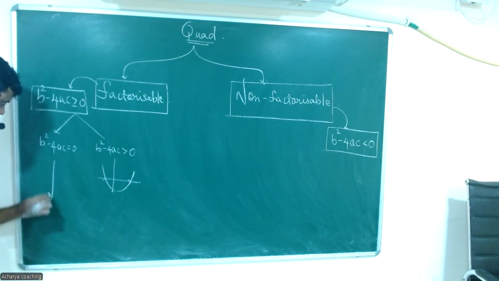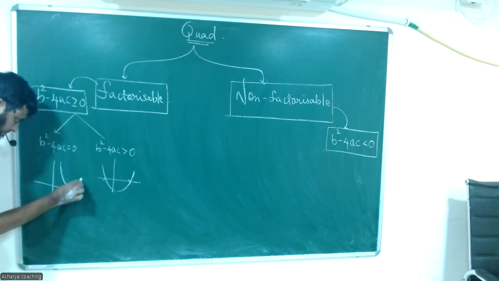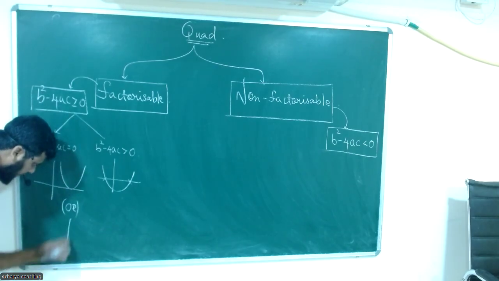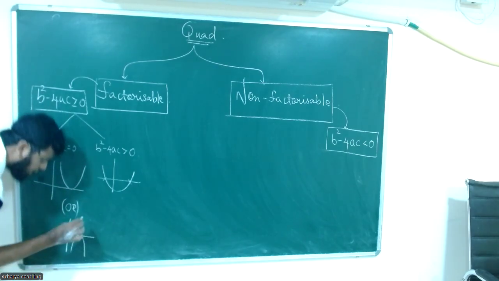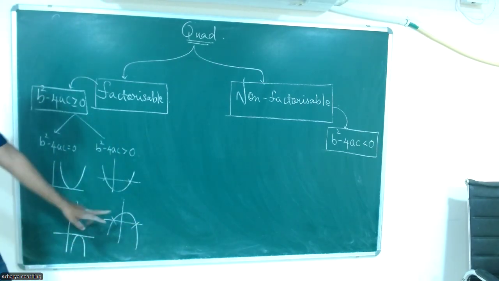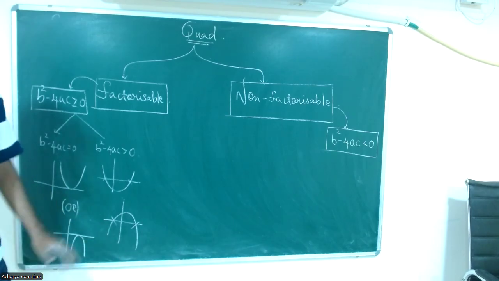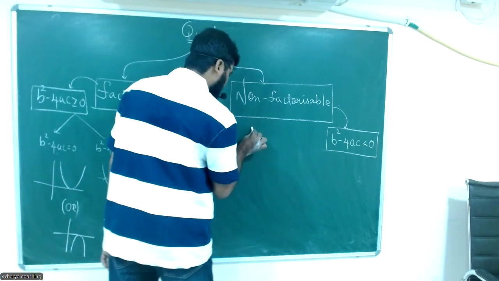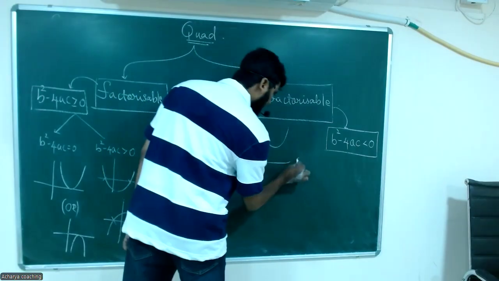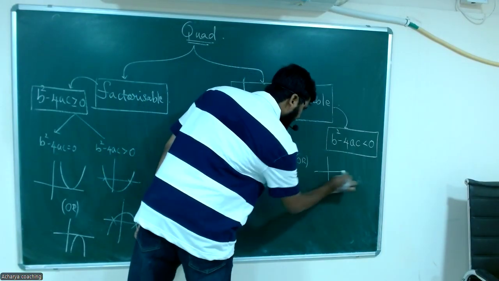So here, equal to 0 means it will be like this. Clear? Or I can have it like this, either upward or downward. Here also the same thing, but it will touch the x-axis at one point. Clear? Two distinct. Non-factorizable means either it will be like this or it will be like this. Clear?